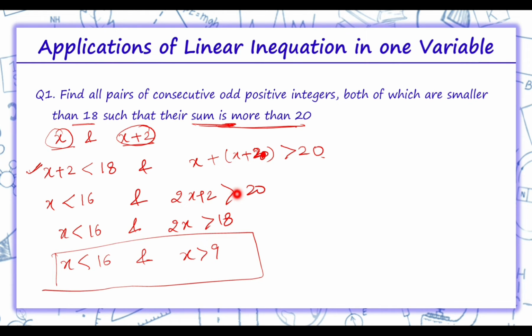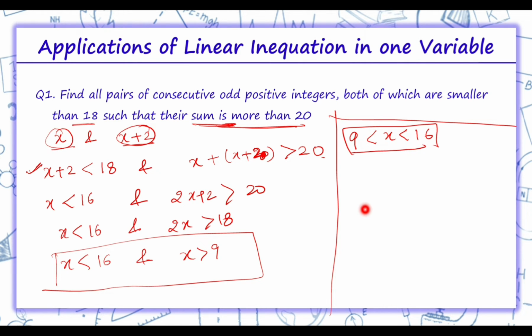So this means the value of x is greater than 9 but less than 16. So the value of x lies between 9 and 16. Between 9 and 16, we have three odd numbers, that is 11, 13, 15. So when we take 11, the other number is x plus 2, so 11, 13. Their sum is more than 20, but the individual number is less than 18.